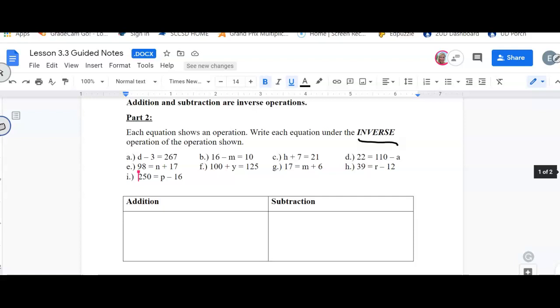So inverse operation. In A, we have D minus 3 equals 267. What is the inverse operation? Lily, what do you think? D minus 3 equals 267. What is the inverse? Addition or subtraction? You got it. So you can put A in your addition.